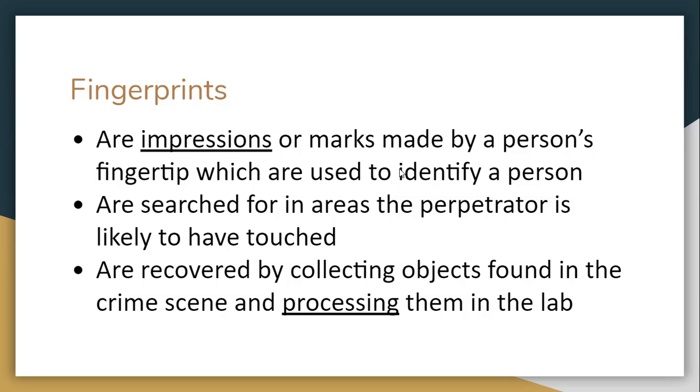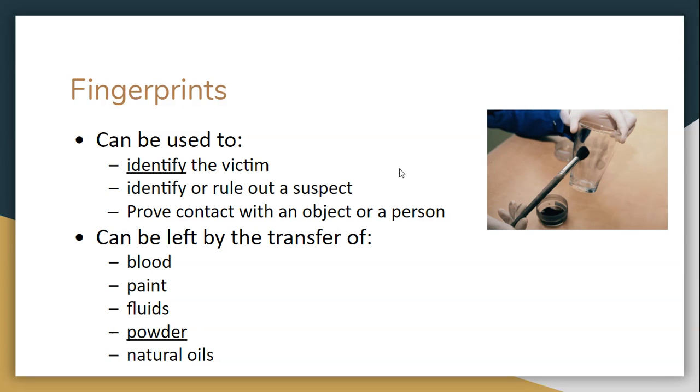Fingerprints are impressions or marks made from your fingertips that you can use to identify people. You're going to look for them in places where the perpetrator is likely to have touched something. You are going to recover it by typically taking the whole object that you think has the fingerprints on it and processing it in the lab. Although in some cases, you're going to have to use fingerprint powder to illuminate and then collect the fingerprint if the object's too big to take to the lab. Fingerprints can be useful in identifying a suspect or a victim, or to prove contact between an object or person.